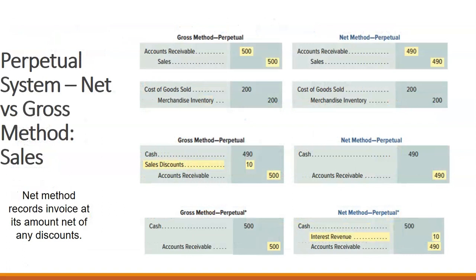When we sell something, we're also either going to use the gross method or the net method. So in the gross method, that is what we talked about in all of the previous slides, where we recorded the amount of the sale, and then later, if they paid within the discount period, we gave them a sales discount. In the net method, we record that sale net of the discount. So we believe that they're going to pay within the discount period. We would then record it as if they were going to pay within the 10-day period.